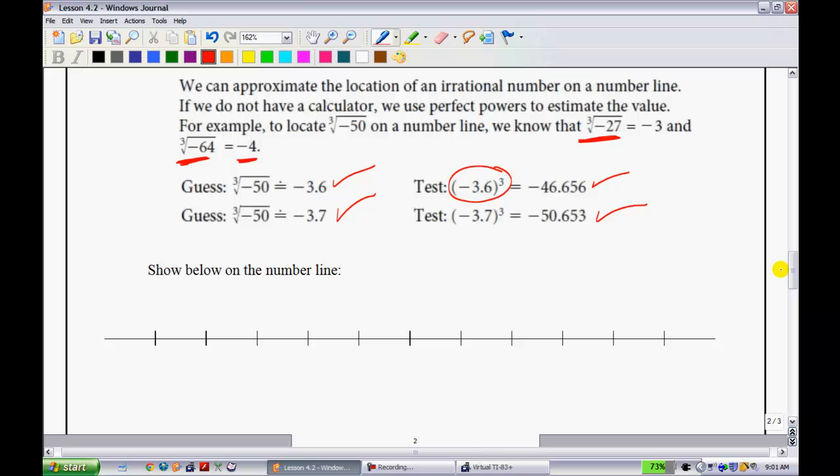And so on a number line, what I would have done is something like this. If I said -4 is right here, and let's say -3 is at the end here, well, if this is -3.9, -3.8, -3.7, this one would be slightly less than -3.7. So I would say that the cube root of -50 lives somewhere there on a number line. All right, so that's how we can go about estimating those.